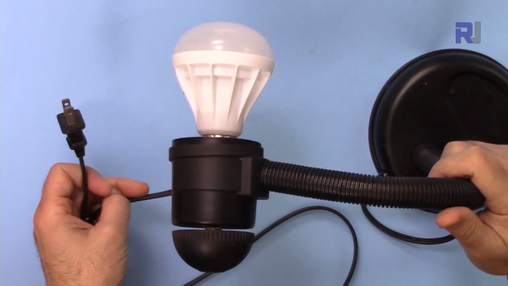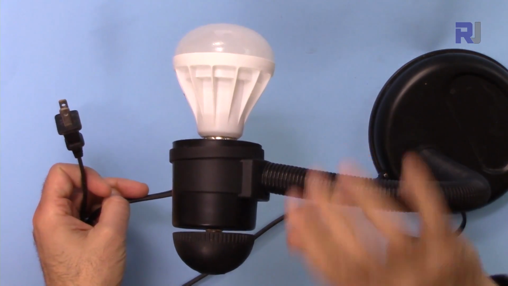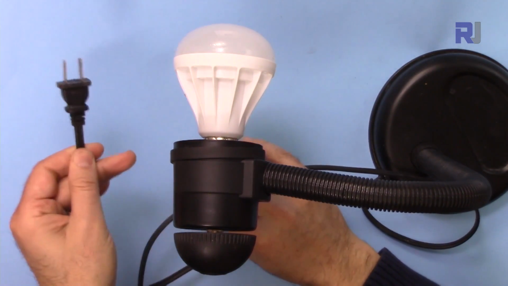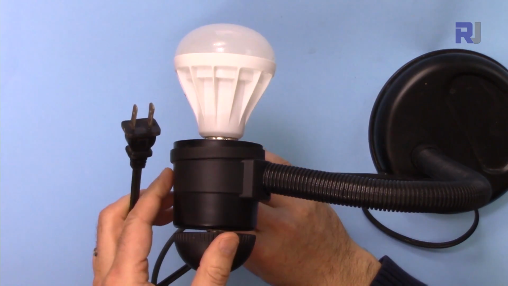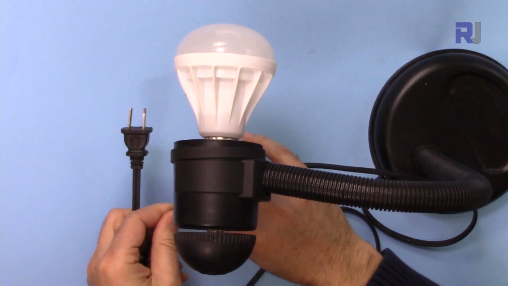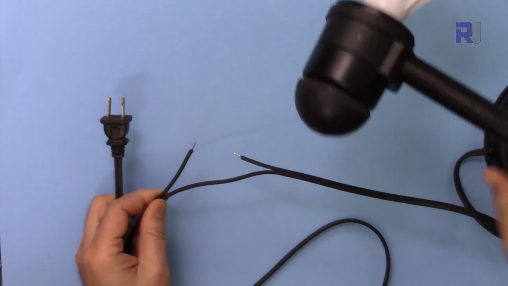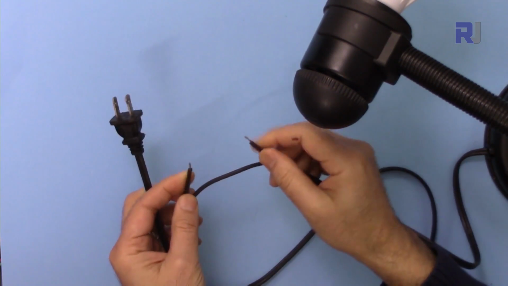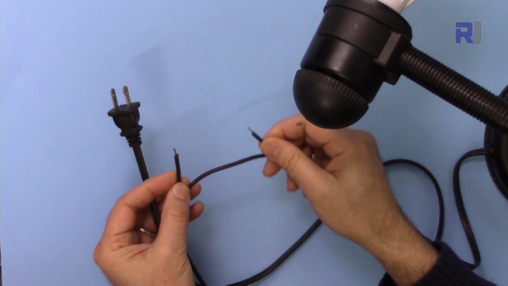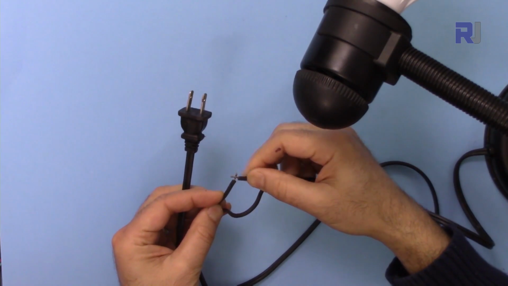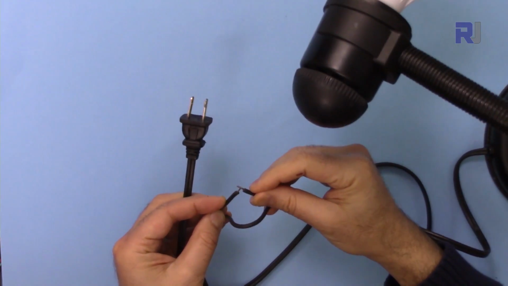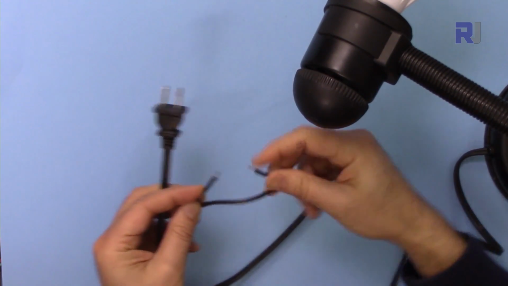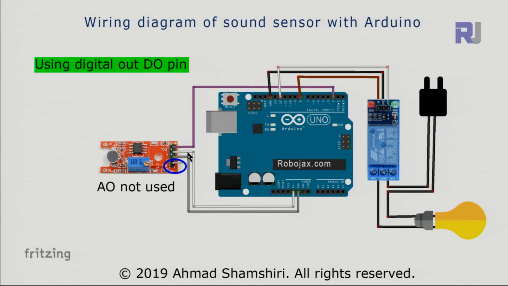This is a tabletop AC bulb, and this is a plug that you plug into the wall and the device will turn on and off. I have cut one of the wires of this, twisted them and soldered them, and this will be connected to the relay. The job of the relay is to connect this and turn on the light, and this connected to turn off the light. And this is the wiring for the sound sensor.